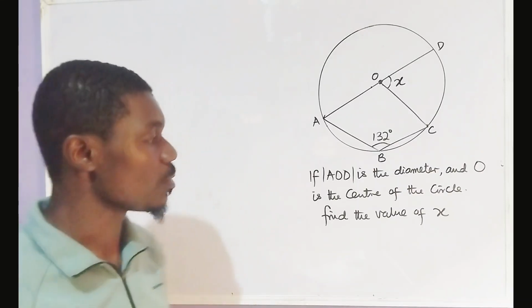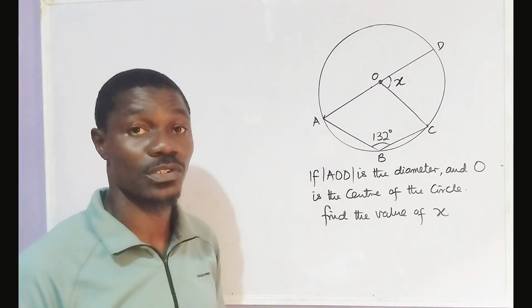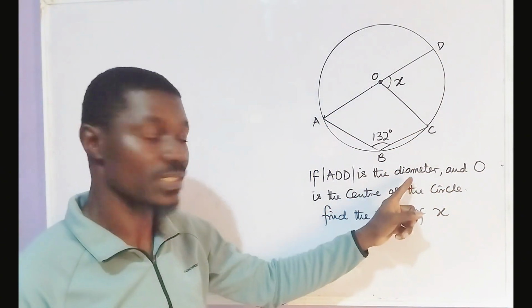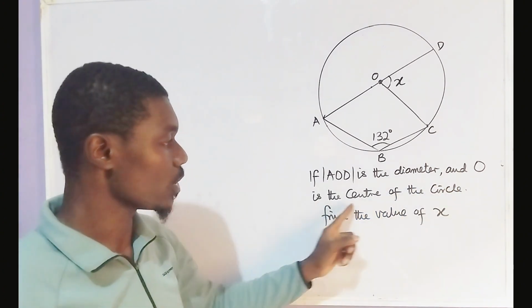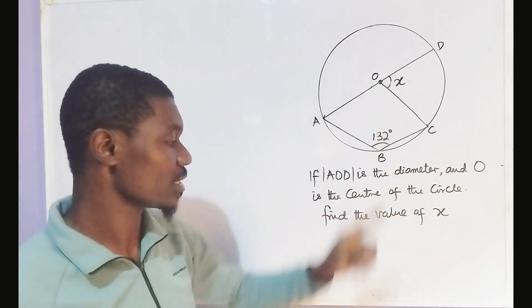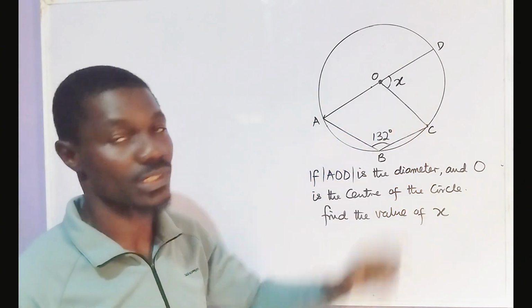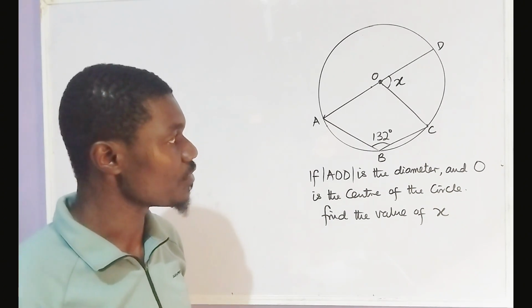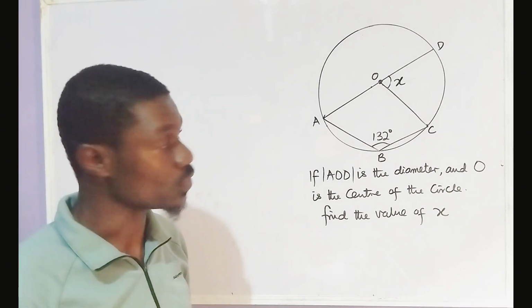Similar online tutorial. Now before us is this circle geometry question, and it shows that if AOD is the diameter and O is the center of the circle, find the value of x. Now for us to dive into this question, we need to understand one or two things.